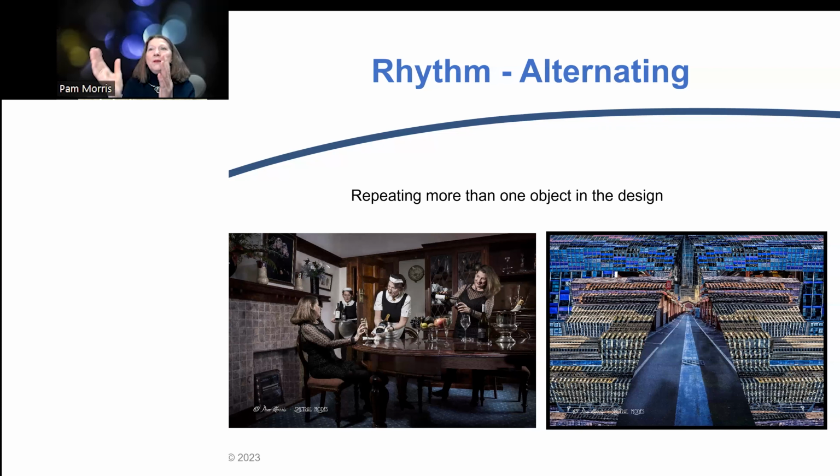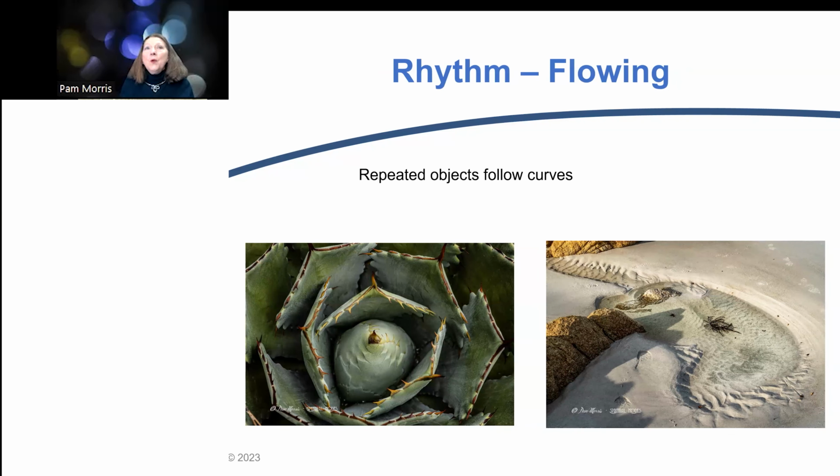And the one on the right is just a collage of an image that I did at Melbourne Market. And again, it's just alternating rhythms of different repeated items. We can have flowing rhythms, and the one on the left here, we've got circular flowing rhythms. The one on the right is just some sand patterns that I took when I was in Tasmania last month. And the shapes and the rhythm of the patterns, the wave patterns in the sand, take us around that image and help our visual path through the image.